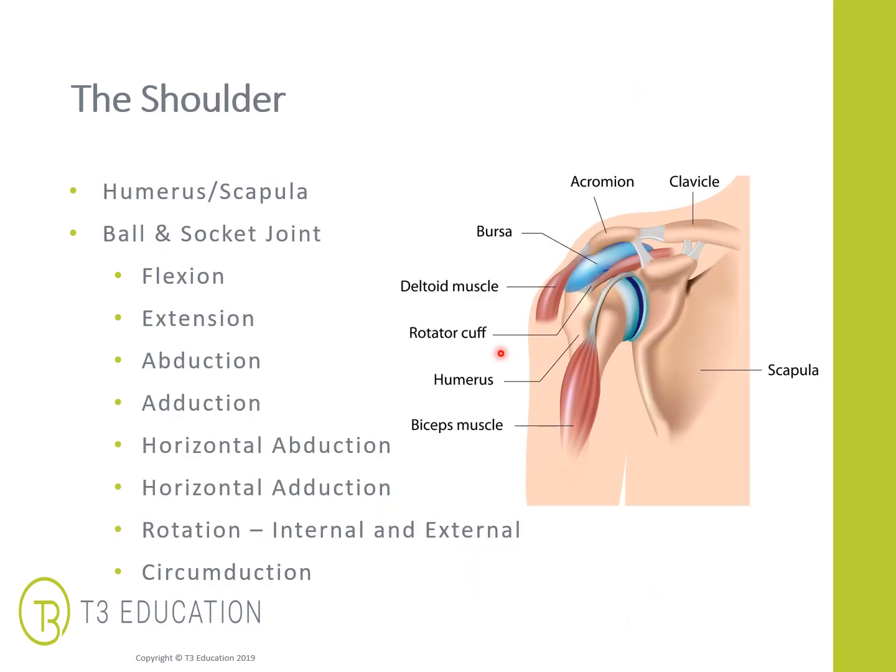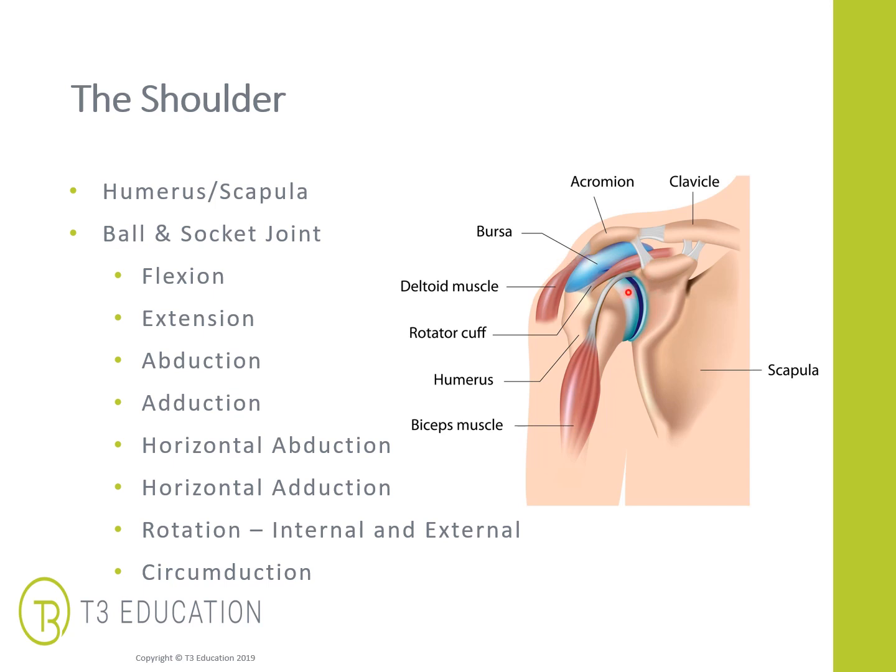Now we're going to look at the shoulder, but we're going to look at it in 2 parts. First, we're going to look at the ball and socket joint, and then we will look at the shoulder girdle. So the ball and socket joint is where the humerus and the scapula meet. This gives a large number of movements. It's a very mobile joint.